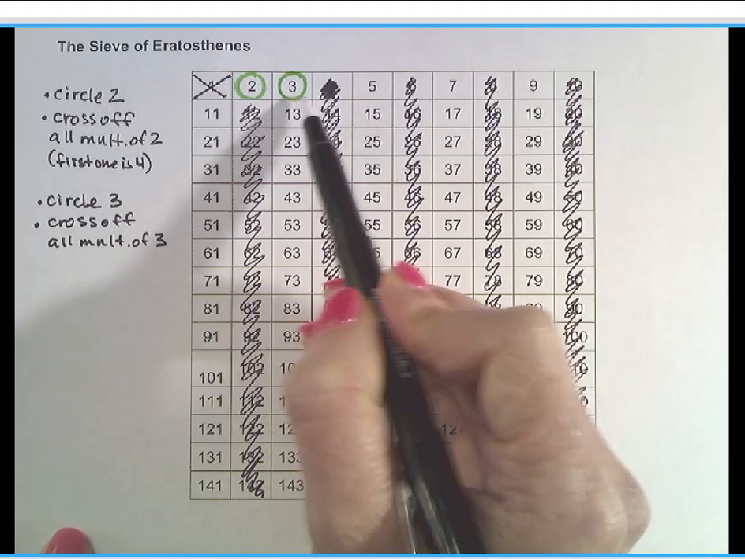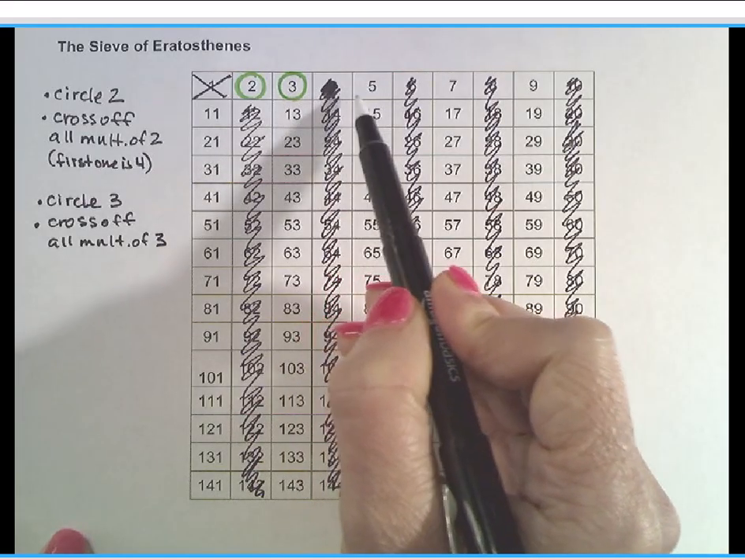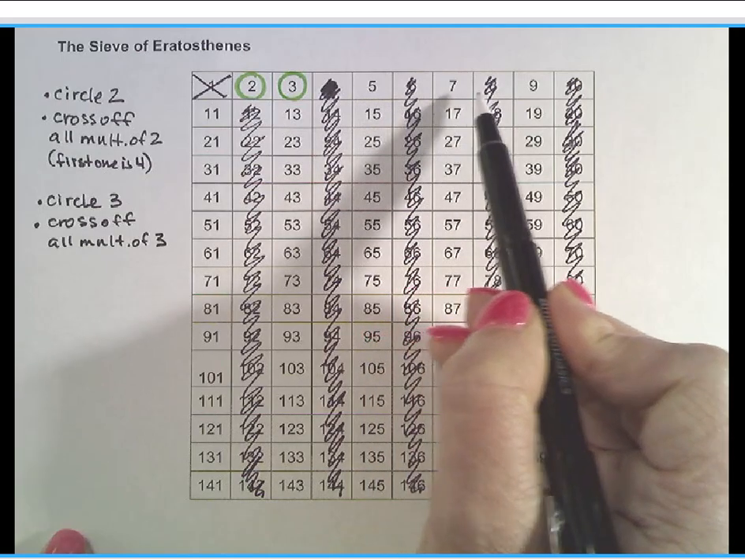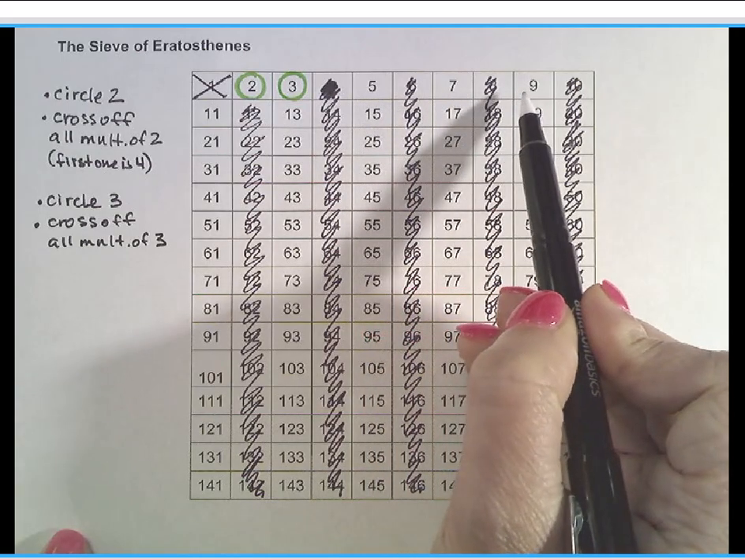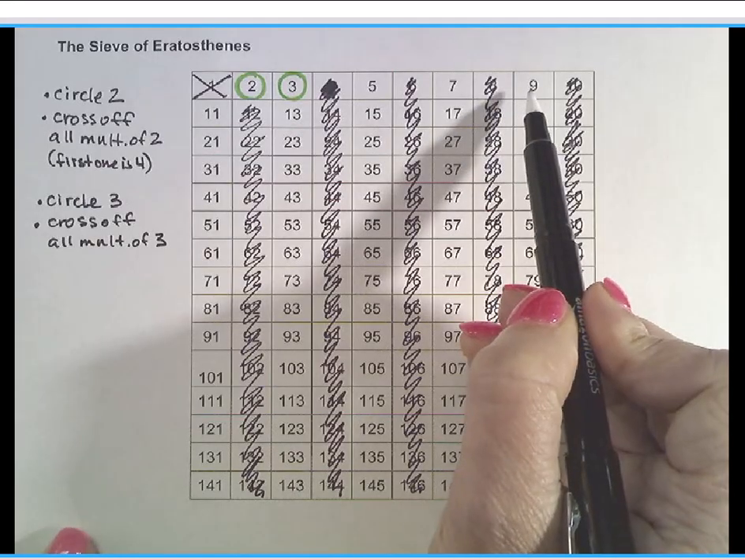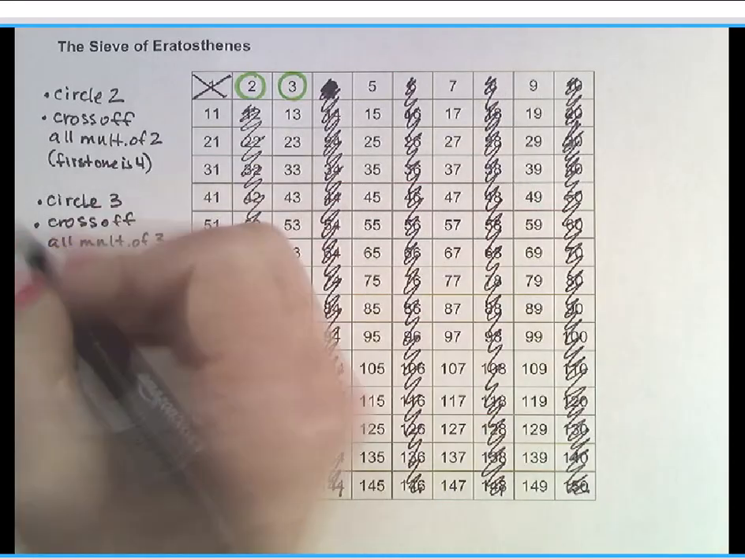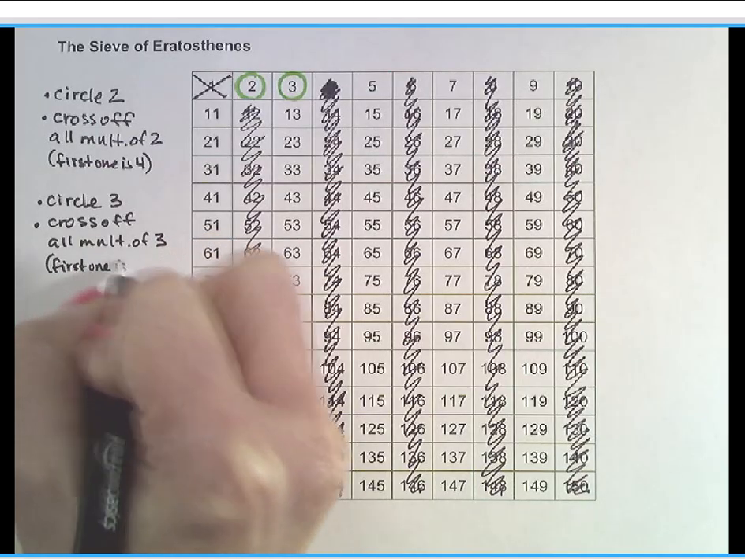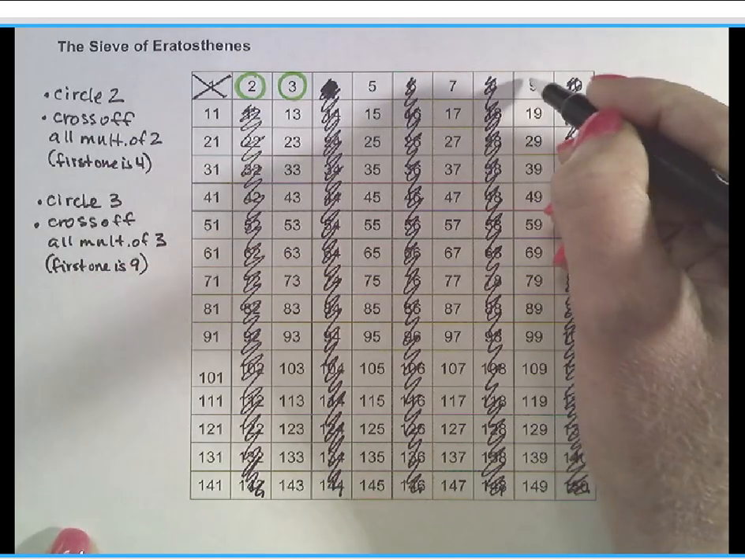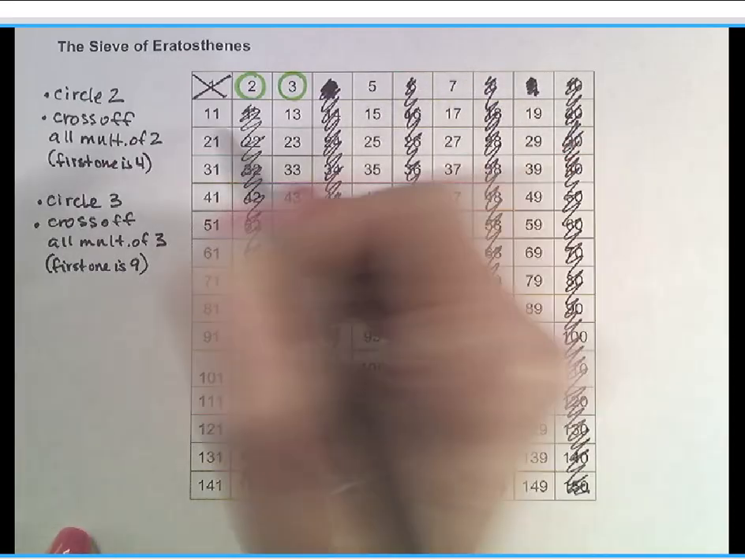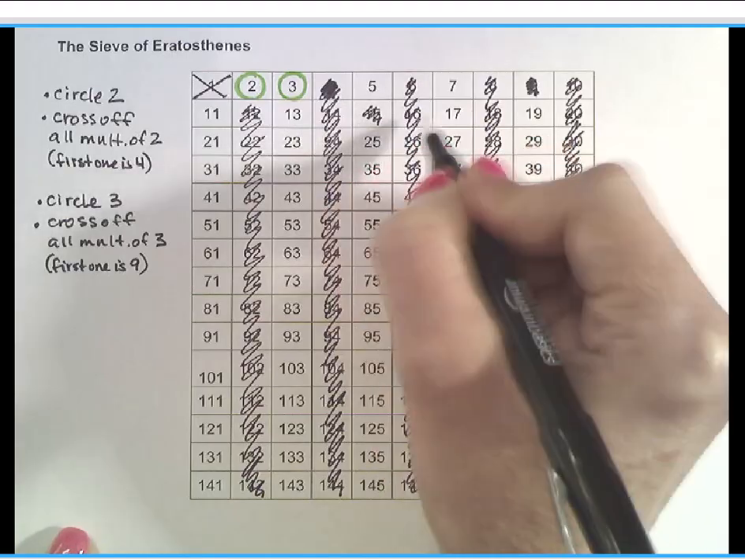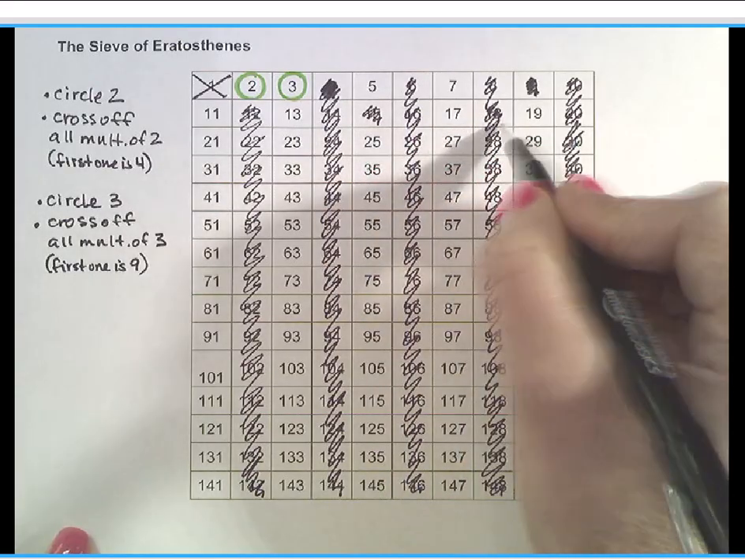So as we go down the list to start crossing off the multiples of 3, the first one we would come to is 6, but it's already been crossed off. So if we keep going, 9 is the first one that we get to that's a multiple of 3 that's not crossed off. First one is 9. So we'd cross off 9 and then 12. You skip count. 15, 18 is already crossed off.